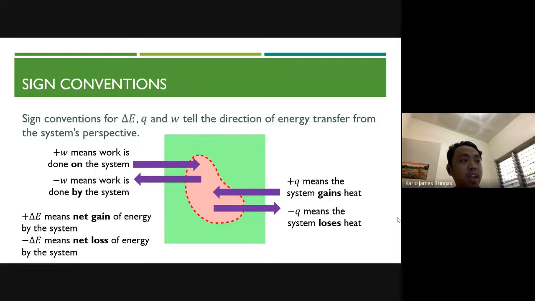And finally, we have delta E. Delta E has a sign. It can be positive or it can also be negative. Positive delta E simply tells us that energy is being gained by the system. And when you have negative delta E, it simply means that our system has lost energy to the surroundings.